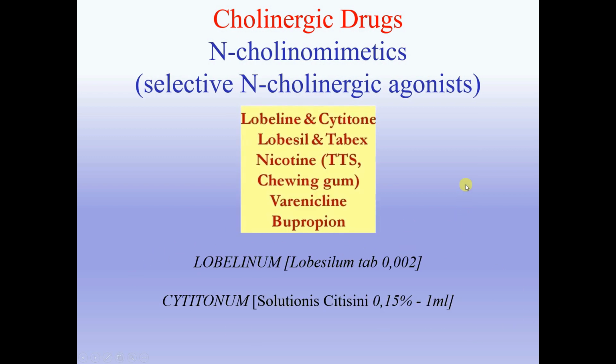The next one is N-cholinomimetics. These drugs are acting selectively on N-cholinergic receptors. For example, lobeline and cytisine, Lobesil, Tabex, nicotine, varenicline, bupropion. And below you can see the examples of their doses and drug forms.